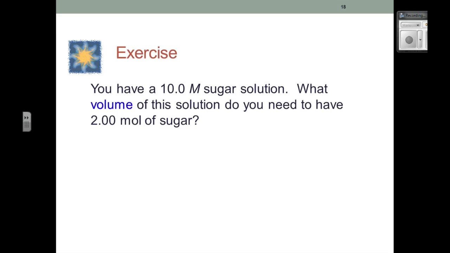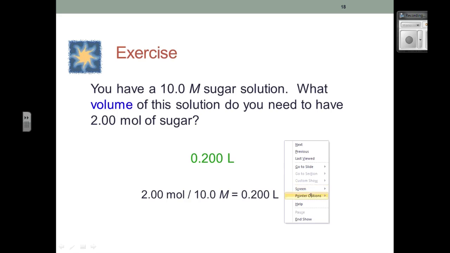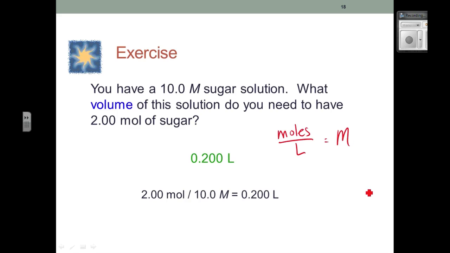Now try this one. Now you're trying to go in another direction. What volume of this solution do you need to have 2 moles? The answer is 200 milliliters or 0.2 liters. So all you had to do was solve for liters. You started with moles per liter, the molarity, and you can solve for liters. So it's just moles divided by molarity equals liters.